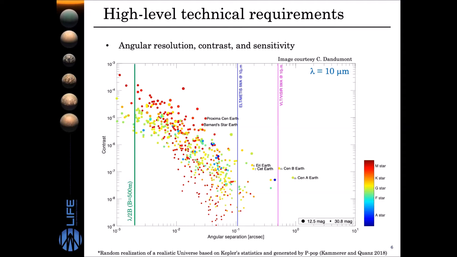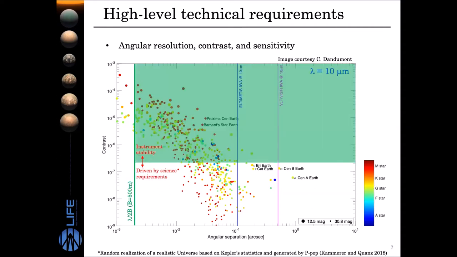The second constraint is to achieve a really huge contrast between the star and the planet. So this is the horizontal green box here. And the position of this horizontal line depends on the instrument stability. The more stable your instrument, the lower this line can be. And this will be driven by the science requirement that we are currently working on with the LIFE science team. But to give you an idea, we need to achieve contrasts which are typically 10 to the minus 6. So we need to suppress the starlight by a factor of 1 million, more or less, in order to characterize all these exoplanets.